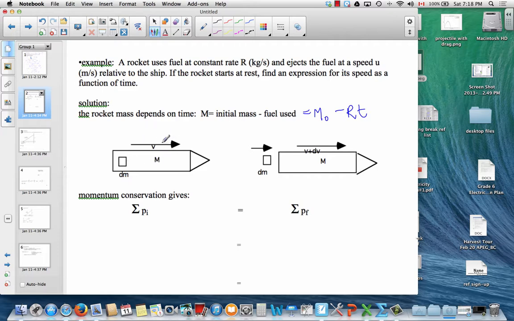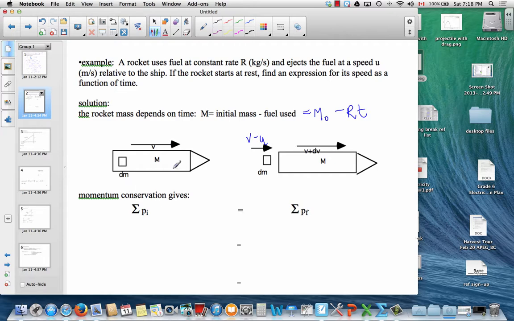So now here's a picture of rocket plus a little bit of fuel that we're about to burn, both moving at speed v. Now what happens is the burnt fuel gets ejected backwards at a rate u relative to the ship. Well, that means that it's slowed down by an amount u relative to the ground. It's now moving at speed v minus u. As a result of ejecting that fuel backwards, slowing it down relative to the ground, the rocket itself is now sped up a little bit by a tiny amount dv.